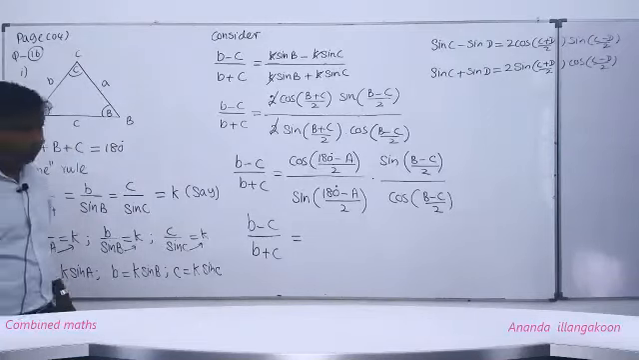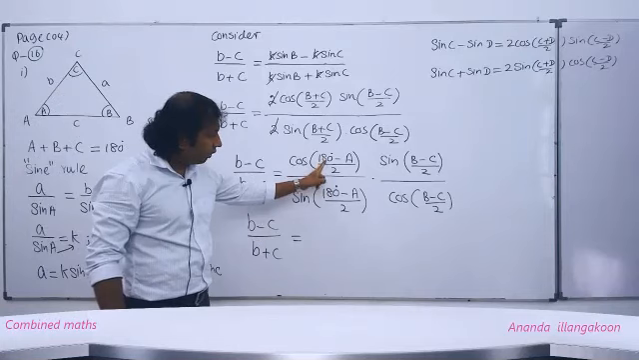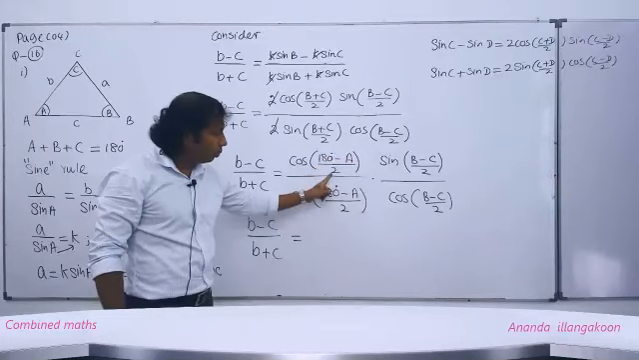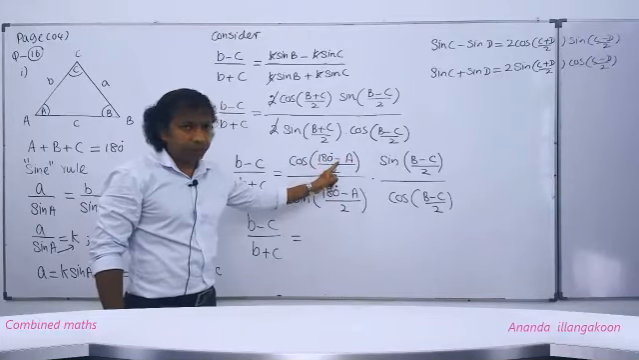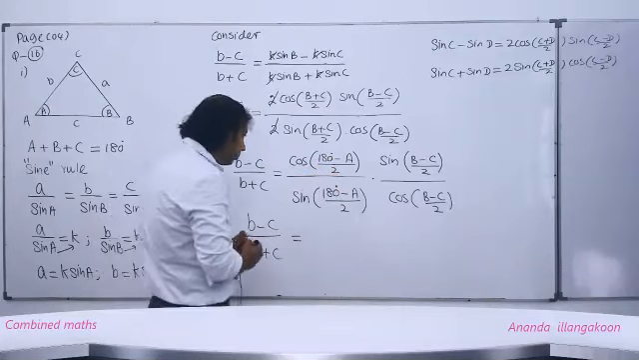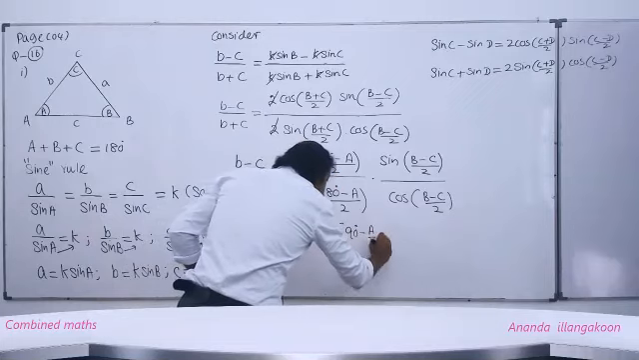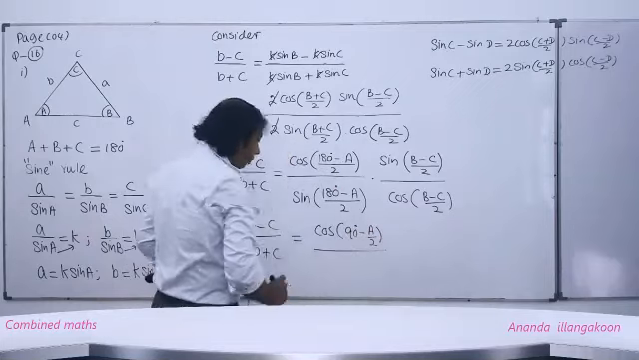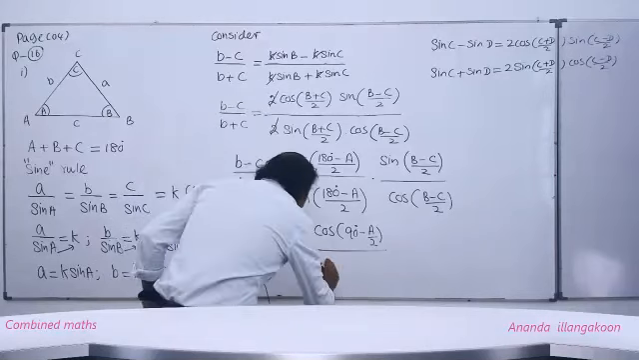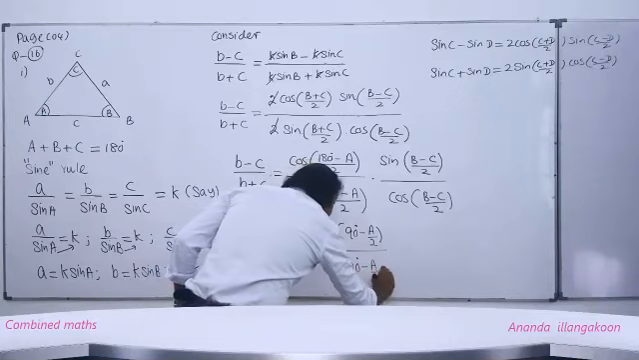Yes. Now, by this 2, we have to divide this 180 and this A both. When we divide this 180 by 2, we get 90 minus A by 2. Then here we get plus 90 minus A by 2, divided by, here also same, 180 by 2, 90 minus A by 2. Sine 90 minus A by 2.